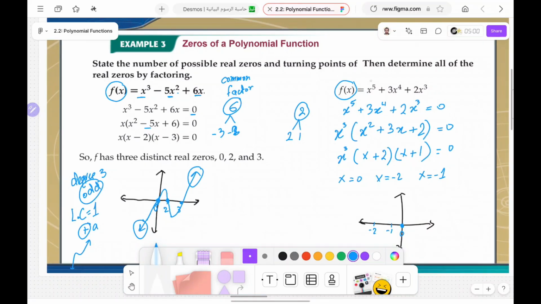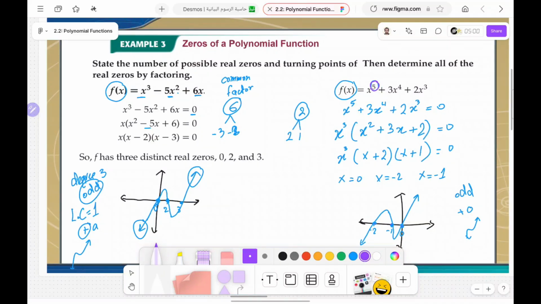Now look, the power is odd and the leading coefficient is positive, so it will start down and end up. It starts down from the first point, goes through the second point, turning point now, then goes to the third one, like this. Now if you look at the graph, the power is 5. But as you can see, how many x-intercepts do I have? I have 3 intercepts from the graph.